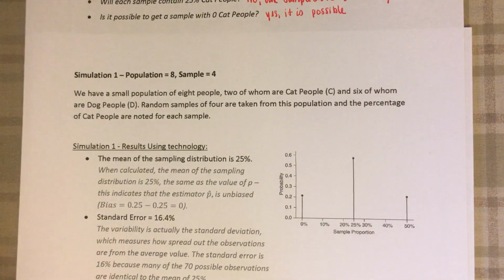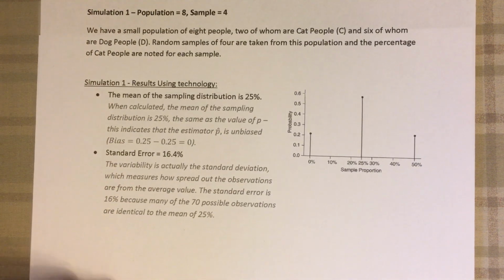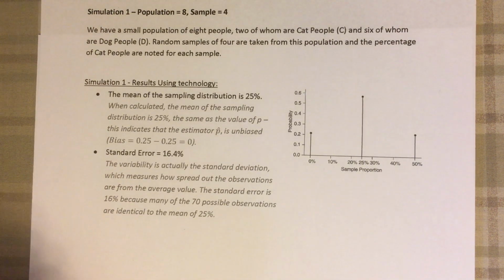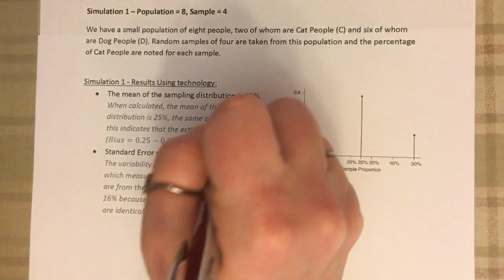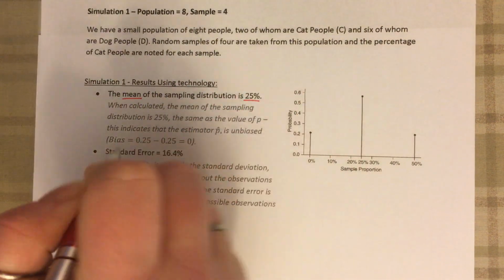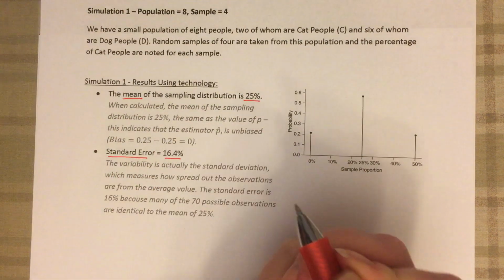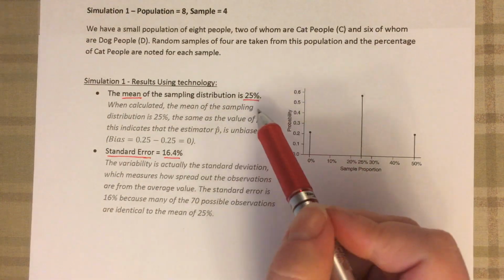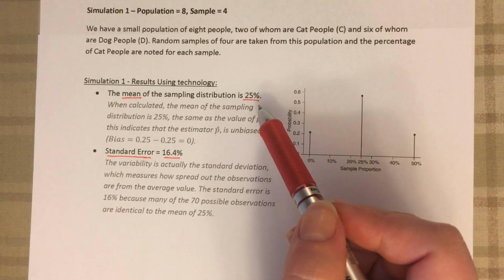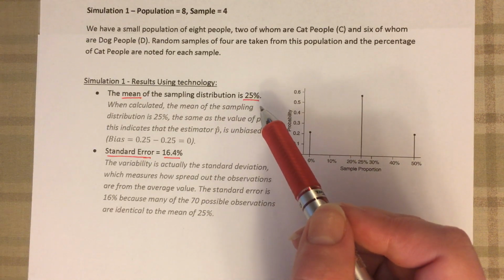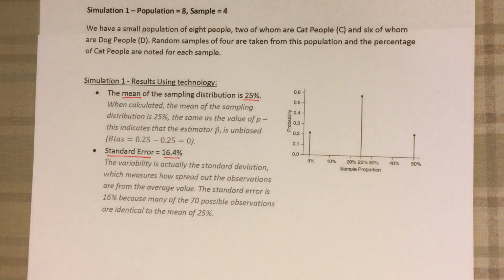All right, so if we were to do a sampling distribution, now unlike the previous example where we had 15 different values in our table, if we were to write out a table for this, we would have 70 different entries. So I didn't actually write out the table, because we don't need to find all those different values. Instead, we use technology to generate these results. And what we get here is that our mean is 25%, and our standard error is 16.4%. Notice that our mean is the same as our P. So our mean of our sampling distribution is 25%, which is the same as our original proportion.